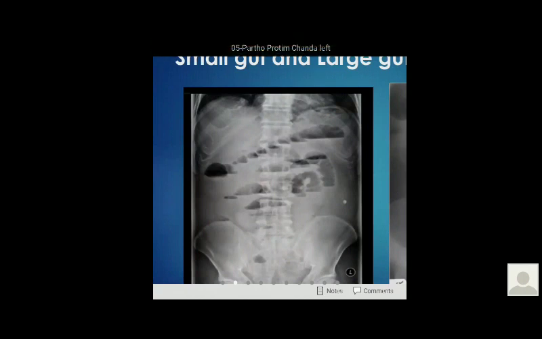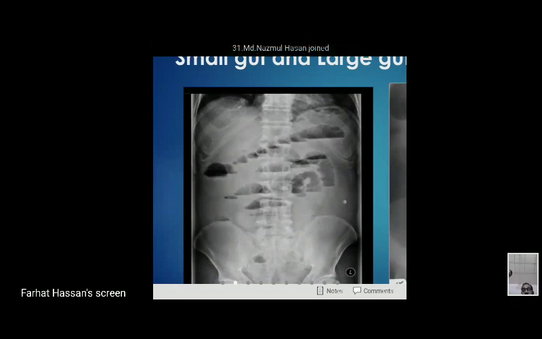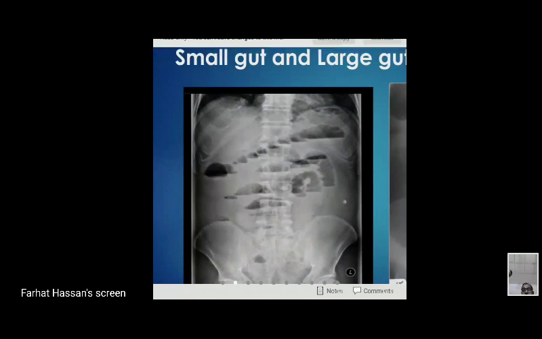these are air fluid levels, sir, central air fluid levels, and step ladder pattern, sir. Very good. So this is the small intestinal obstruction.